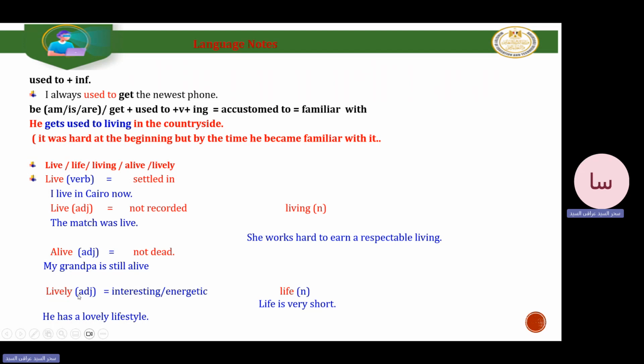What about lively? It's an adjective as well. It means interesting or energetic. She has a lively lifestyle. What about living? Of course, it's a noun. She works hard to earn a respectable living. He works for a living. Life means life in general. Life is very short. Okay.